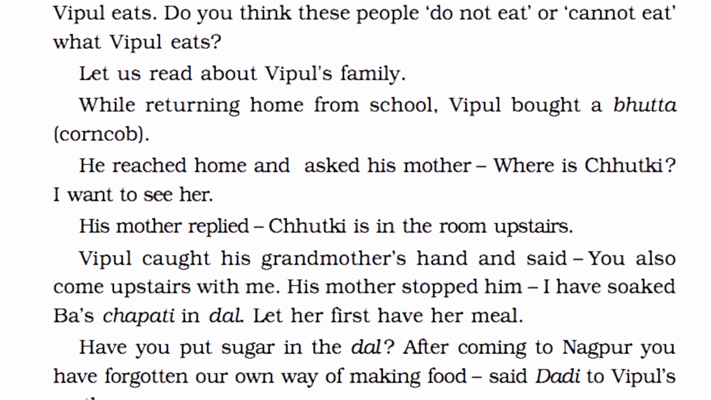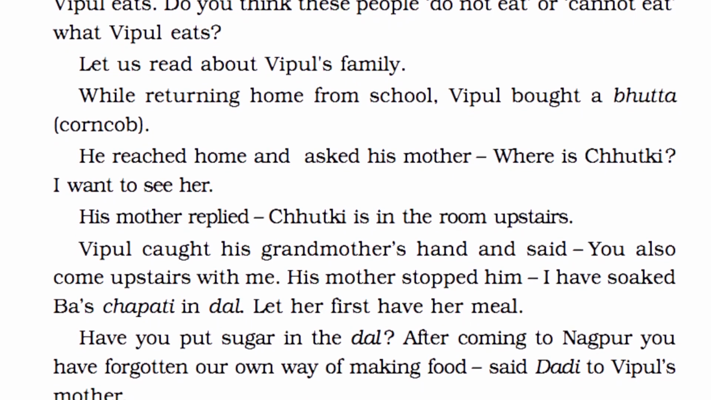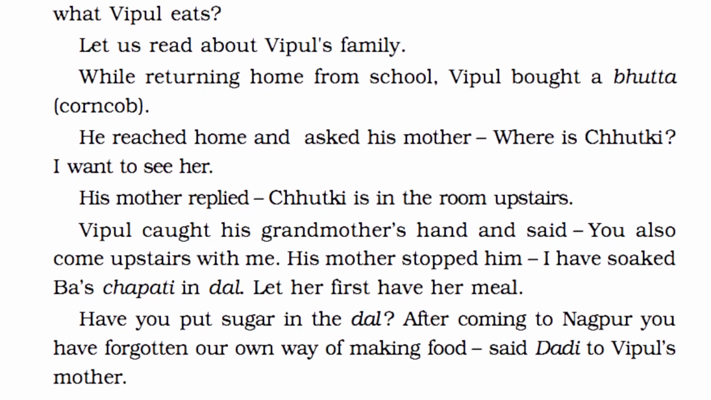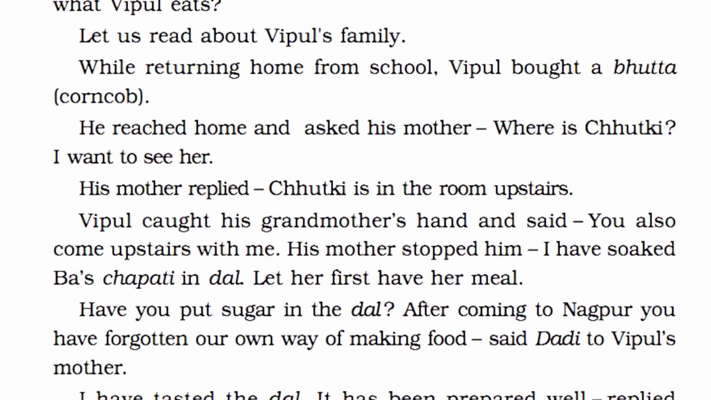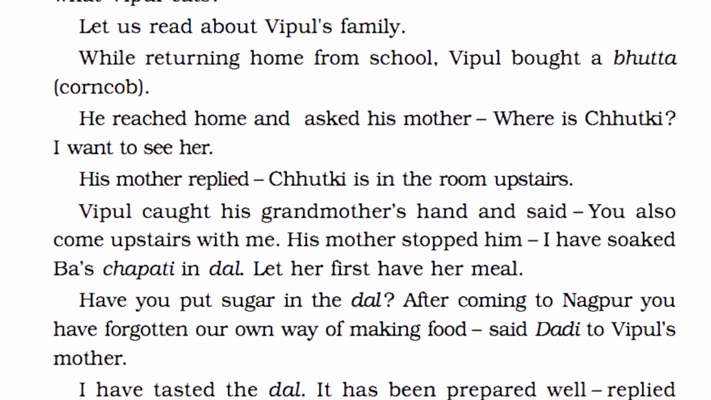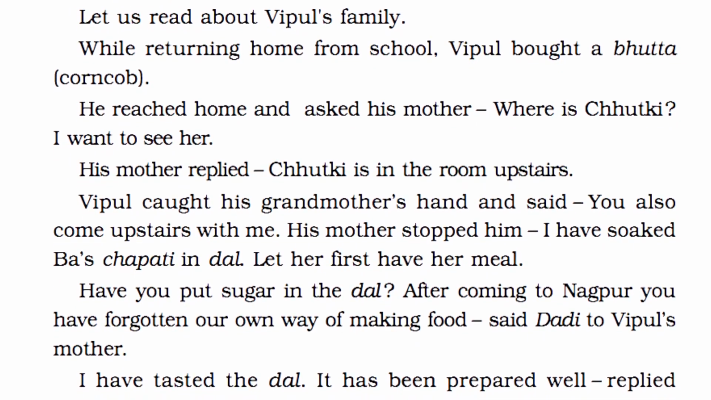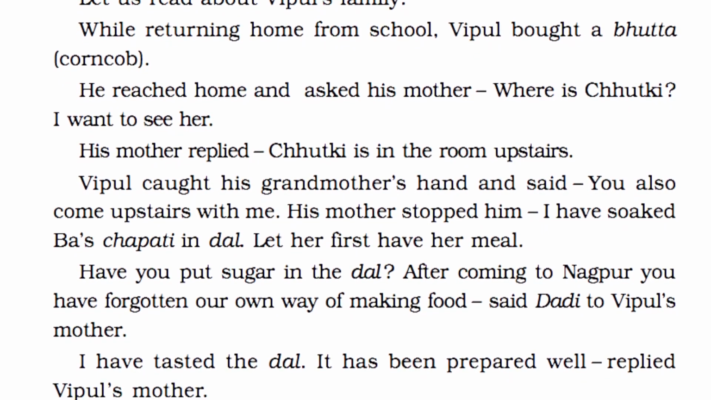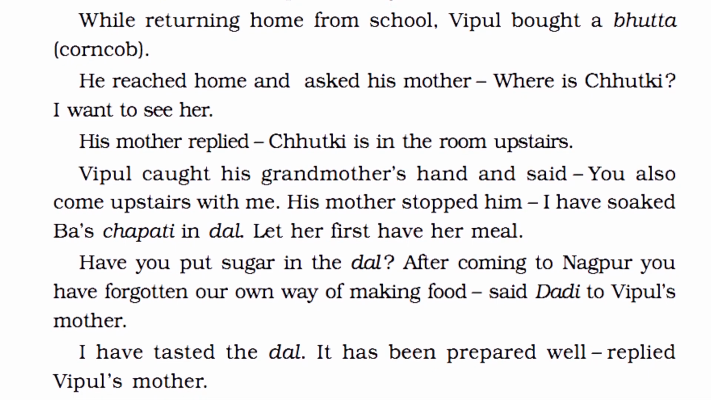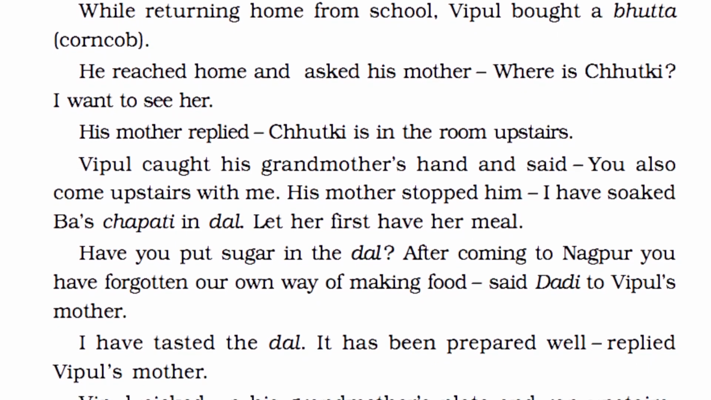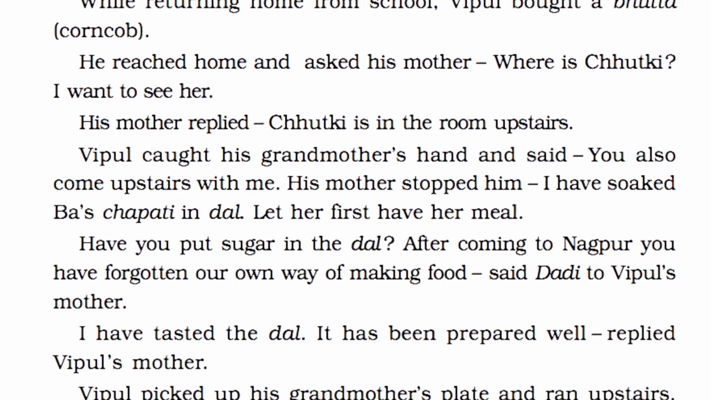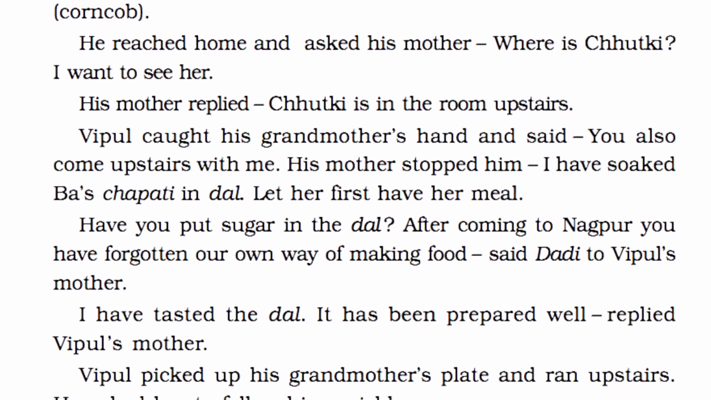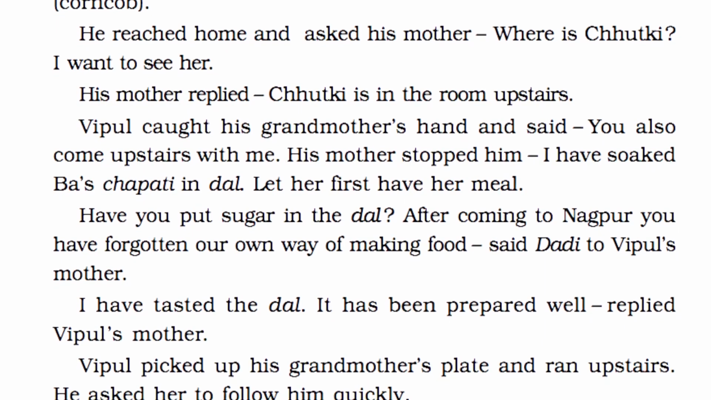While returning home from school, Vipul bought a bhutta, that is a corn cob. He reached home and asked his mother, "Where is Chutki? I want to see her." Vipul's mother replied, "Chutki is in the room upstairs." Vipul caught his grandmother's hand and said, "You also come upstairs with me." His mother stopped him. "I have soaked Ba's chapati in dal. Let her first have her meal."